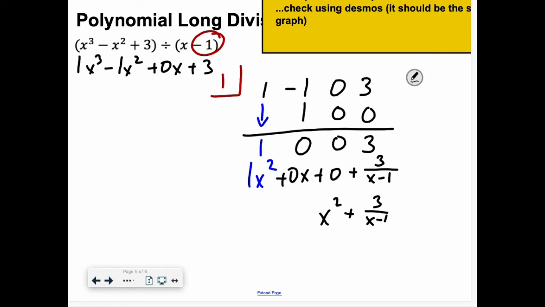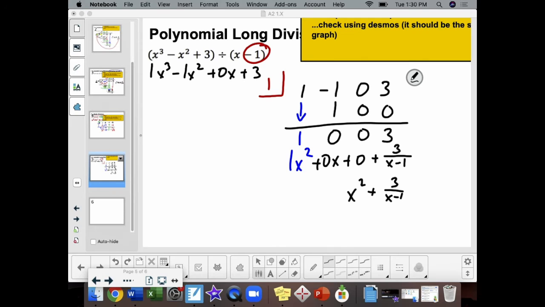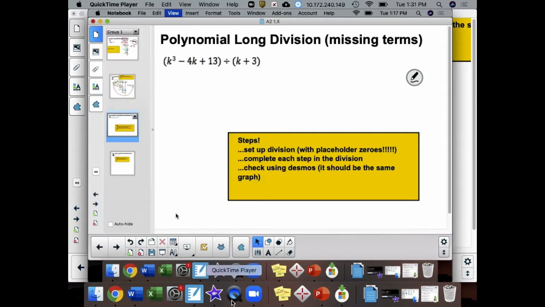It's okay if all of these zeros appear. That's perfectly fine. If you're ever unsure of an answer, go check it in Desmos, just like we did with the first one. That way you know you're right before you hit submit on Delta Math.